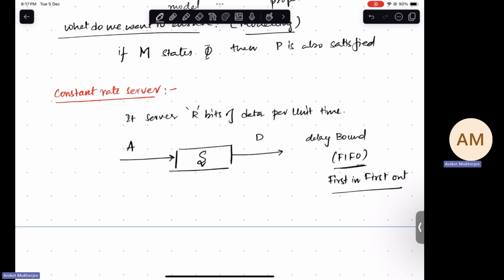What happens if we neglect this assumption and we have some priority-based scheduling? That we'll see later. But for now, for the basic modeling, we will start with the very simple case of a constant rate server. And also we'll assume that the packets are served in a first in, first out mode.